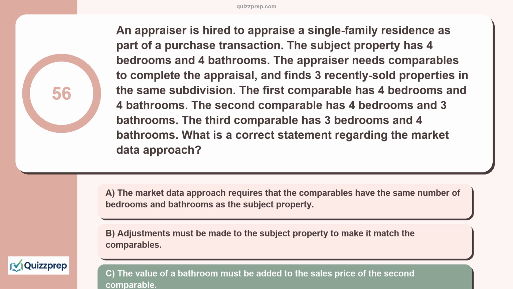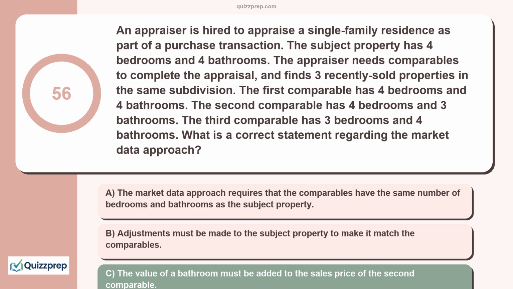A is incorrect. Although appraisers look for comparables that are as close as possible to the subject property, the comparables do not have to have the exact same number of bedrooms and bathrooms. The appraiser will adjust the sales prices of the comparables to account for differences between a recently sold comparable and the subject property. It is the job of the appraiser to know, for example, what a bedroom or a bathroom is worth in a particular neighborhood.